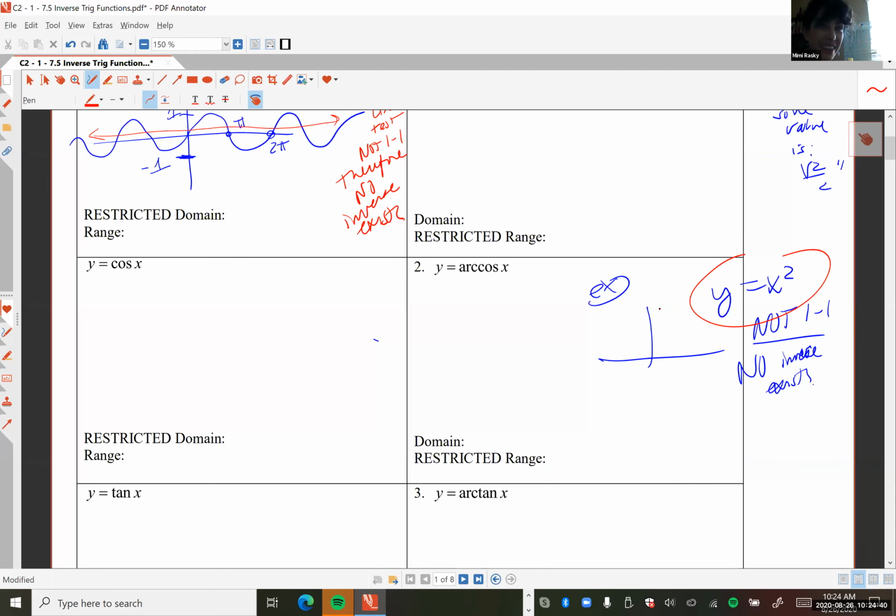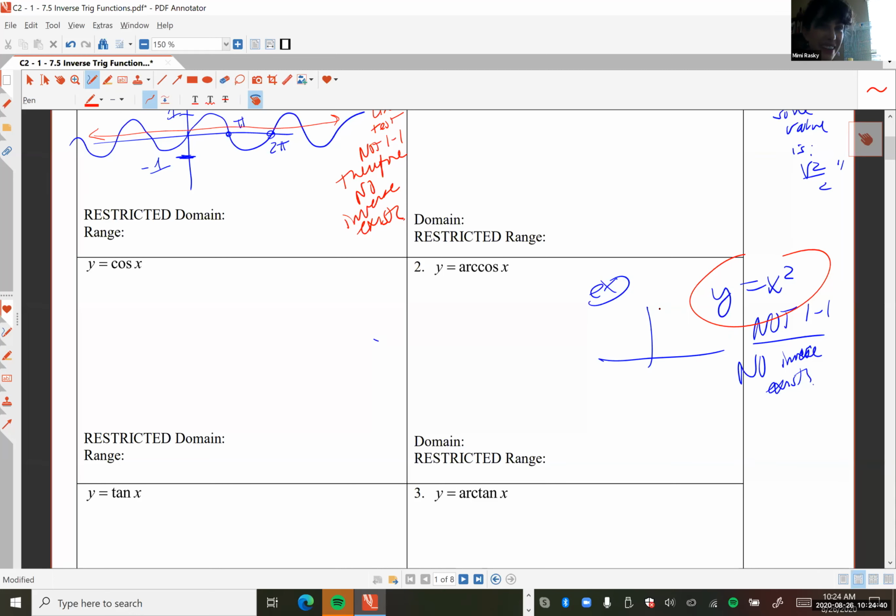Now it passes the horizontal line test, and now it is one-to-one, and now you can go get the inverse function using your knowledge of finding inverses. And it turns out that f inverse is going to be the square root of x. So the inverse can only exist if you have it be one-to-one.